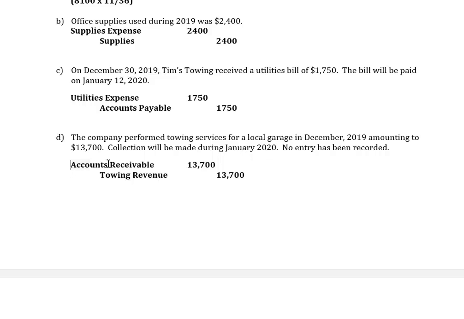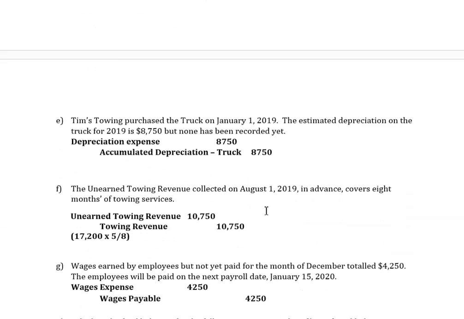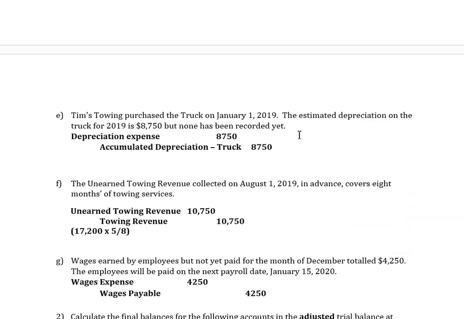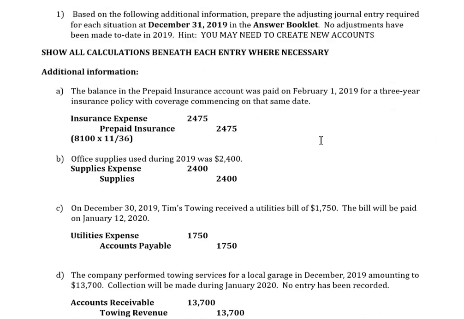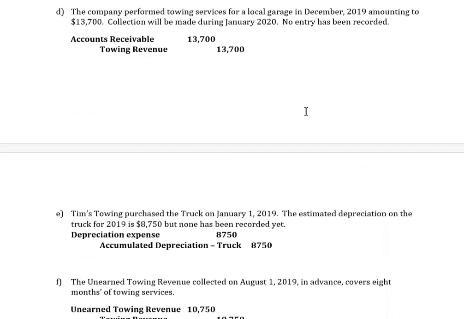So we need to make an adjusting entry which debits the account receivable because we're sending the bill at this time, and credit the towing revenue because we already provided the service. Now, in Part E, we have to record depreciation on the truck. The truck was purchased on January the 1st, 2019. That was our truck for $56,500, right? So this truck we just bought earlier in the year.